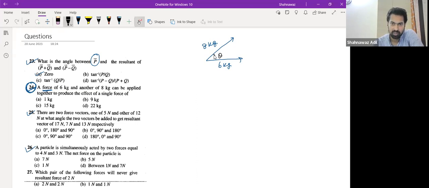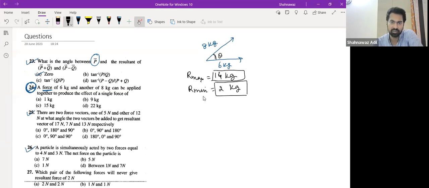What could be the maximum value of these two forces? Sir, we should add both of them. Yeah, 15 or 14. So 14 kg, right? And what would be the minimum? Yes, 2. Right. So we know that the maximum resultant would be 14 kg and the minimum would be 2 kg.